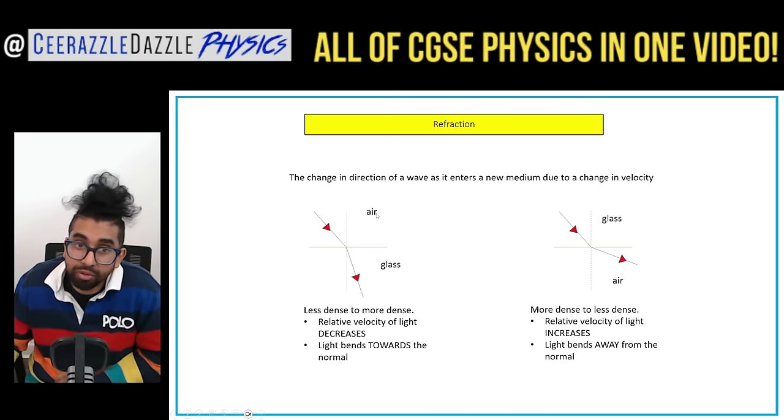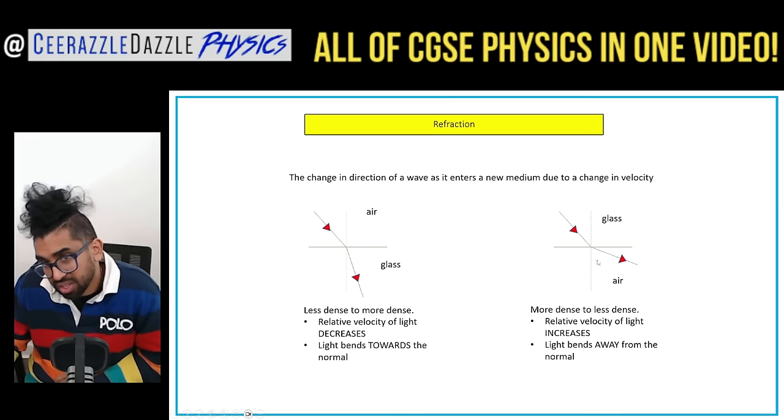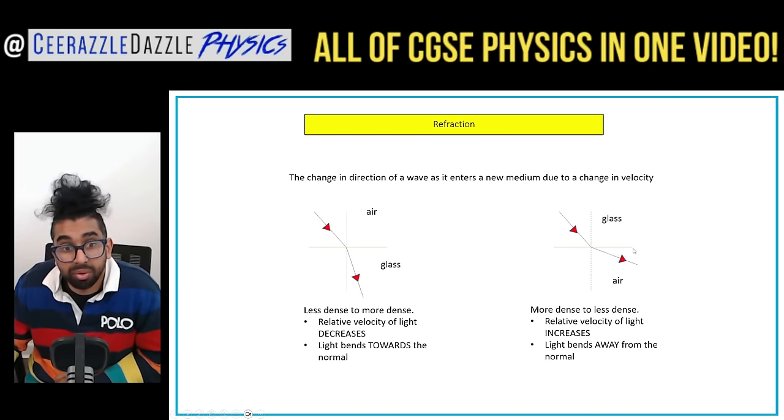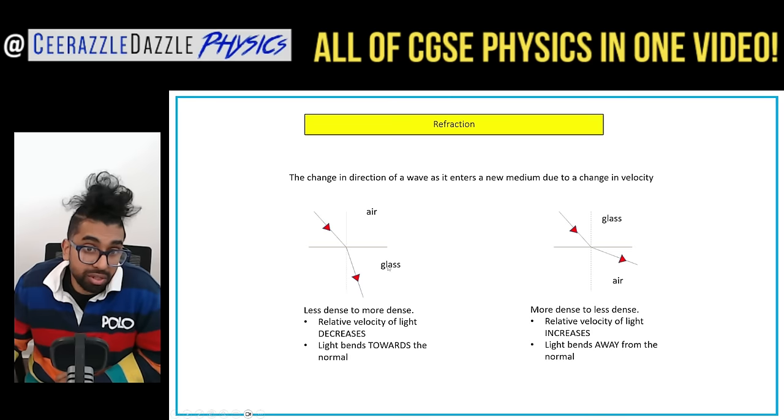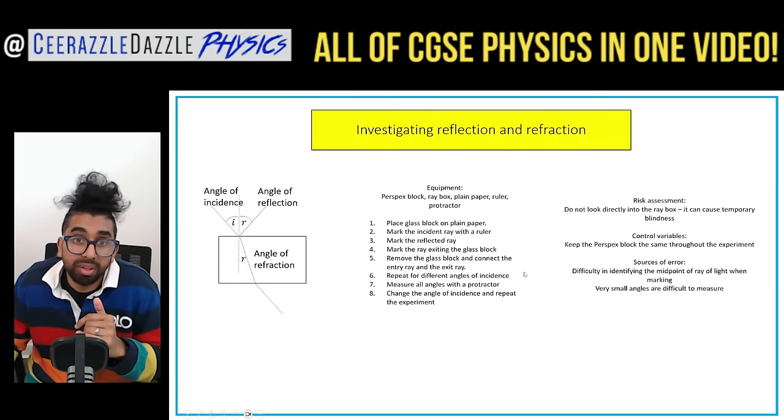We can see that as you go from less dense to more dense, you bend towards the normal. And if we're going for the reverse, from more dense to less dense, you bend away from the normal. So if you're going from less dense to more, your speed decreases, and you bend towards the normal. And as you go from more dense to less, your speed will increase, and you bend away from the normal.